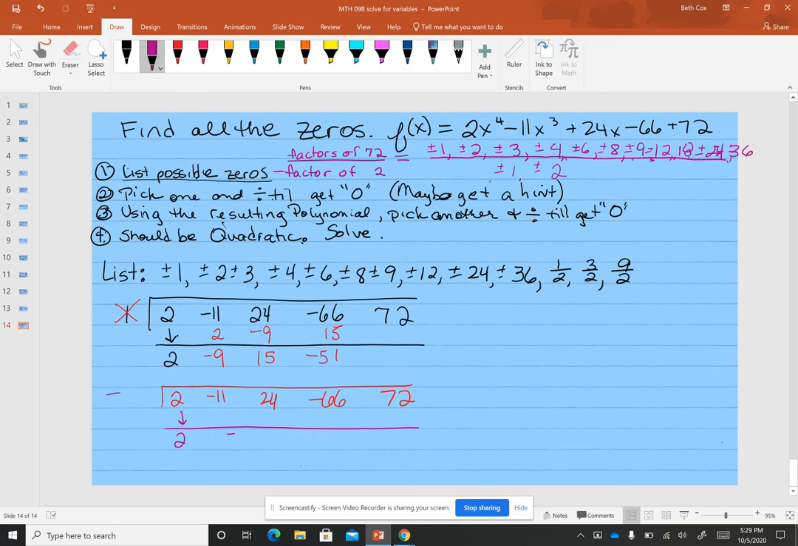Let's try 3. Okay, here we go. This will be a 6. And that would be negative 15. And this would be 27. I'm scared I'm going to make a mistake. All right, so that'll be a 9. Oh, it didn't work either. How long am I going to be here? I don't know. We didn't try 4. Let's try 4.